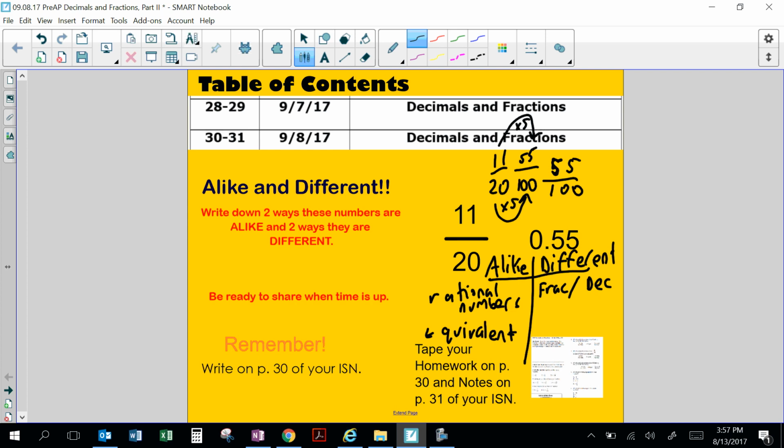Alike, it's more than a half. They are both a little more than a half.